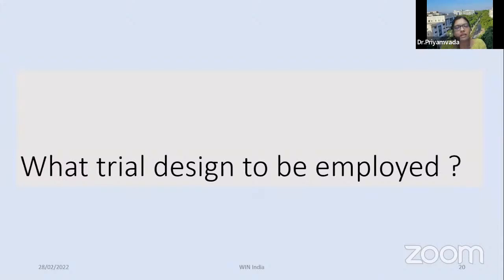Now, Anamika, which trial design will you employ? Superiority trial or a non-inferiority trial?